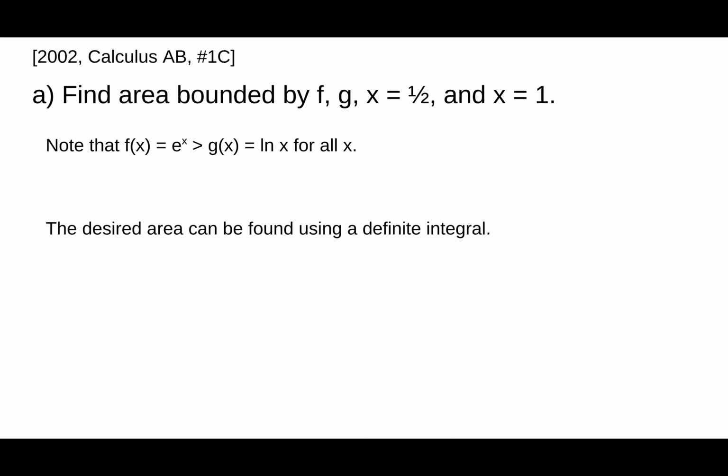All right, so now that we know e to the x is greater than natural log of x on this interval, the desired area can be found using a definite integral. We just need the integral from 1/2 to 1 of e to the x minus the natural log of x dx. Again, this is a calculator active question. There's no point in trying to do this by hand. Just let your calculator do the work. The value of that integral is 1.223.